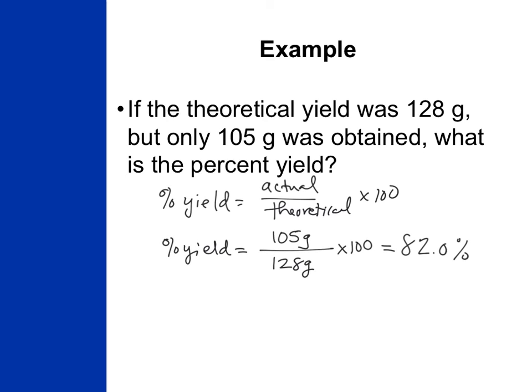That's pretty good. We formed 82% of what we could have or should have formed compared to the theoretical yield. Think of it like an exam score or when you're calculating your final grade. You could score 100 points, but you don't always do that. Your actual score divided by your theoretical score equals your grade. So our actual yield divided by our theoretical yield gives us our percent yield.